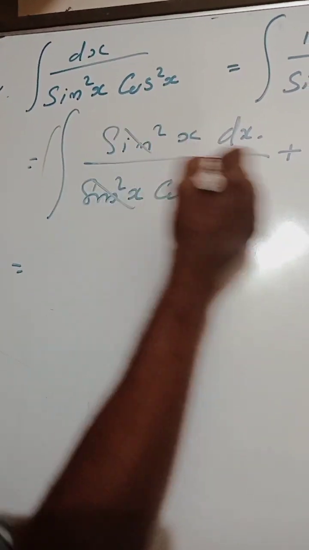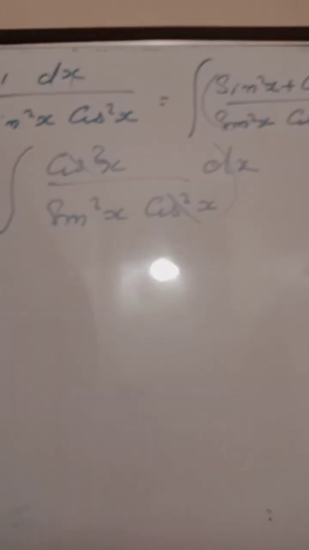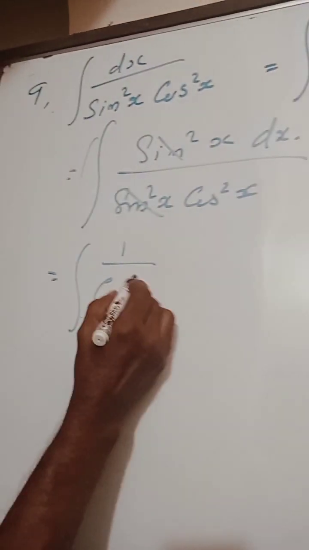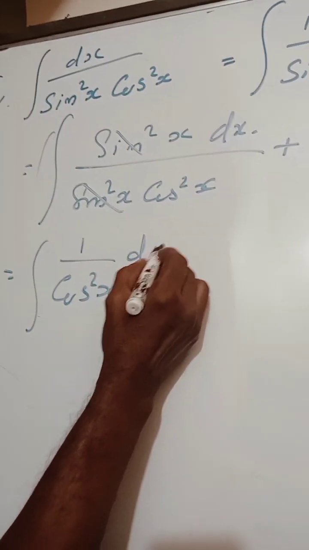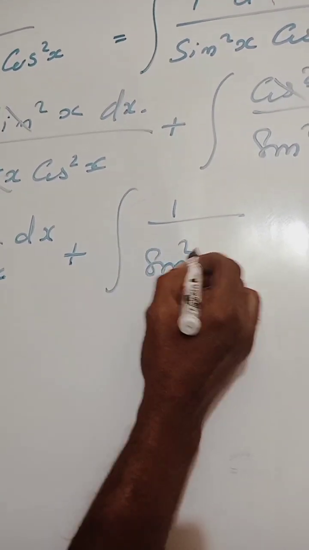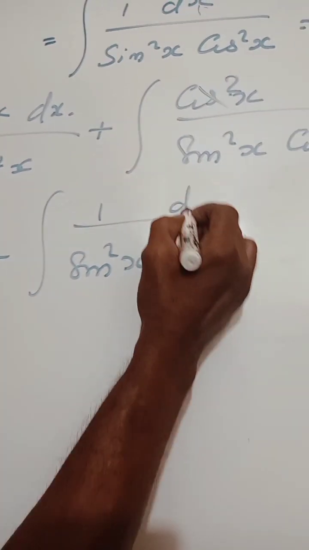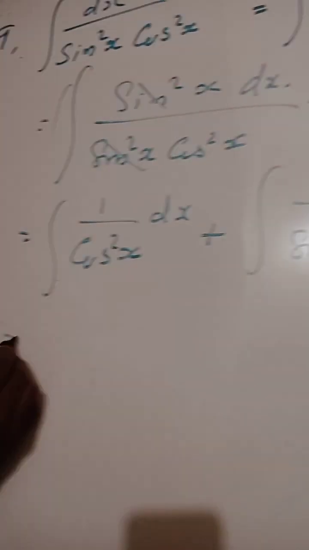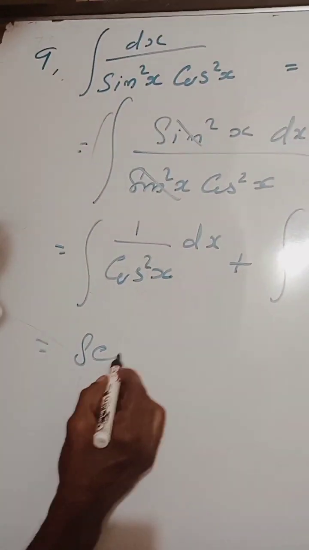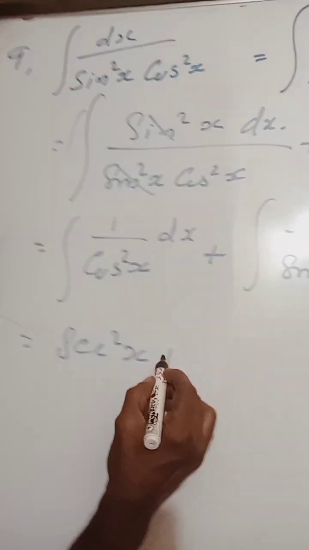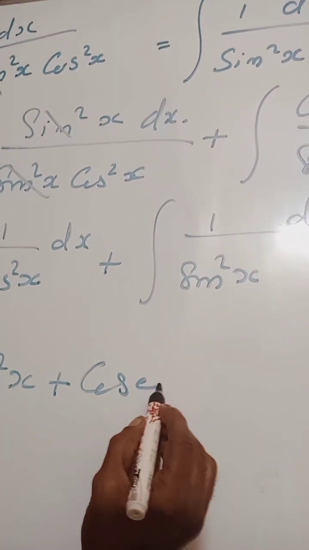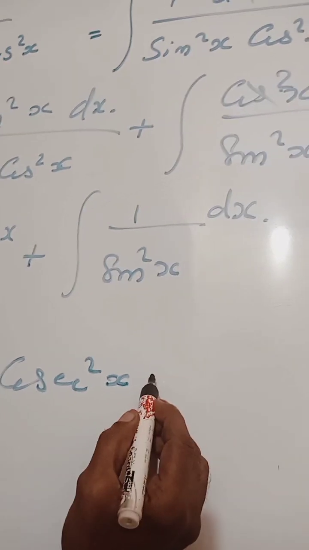This is equal to integration of 1 by cos square x dx plus integration of 1 by sin square x dx is equal to, we know that 1 by cos square x is equal to sec square x plus, and 1 by sin square x is equal to cosec square x.